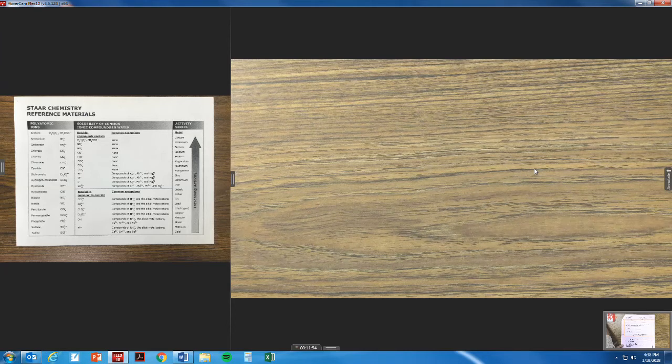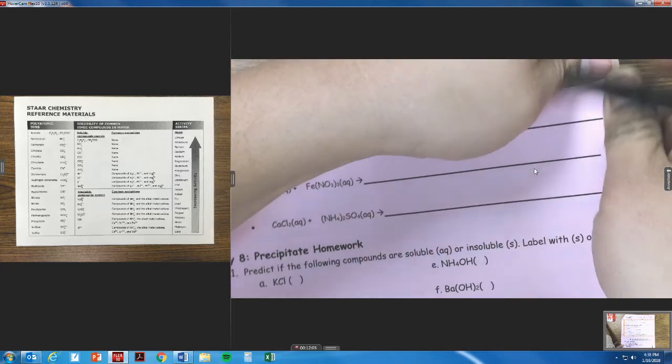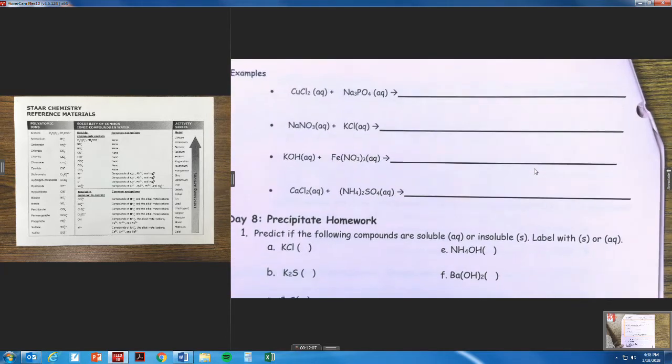I actually messed up my sample problem, so I'm going to have to grab a new packet to work off of. Okay, so, all right. So these are our examples right here.